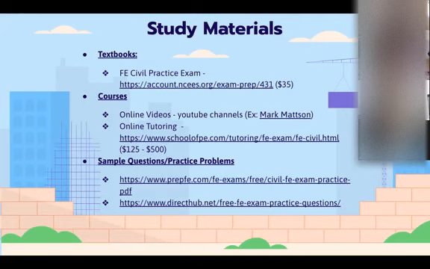There's also online tutoring that you can buy. It's a little bit more pricey. It ranges from $125 to $500, and it's on the School of PE website. And then also there are sample questions and practice problems on the 2 websites shown below.